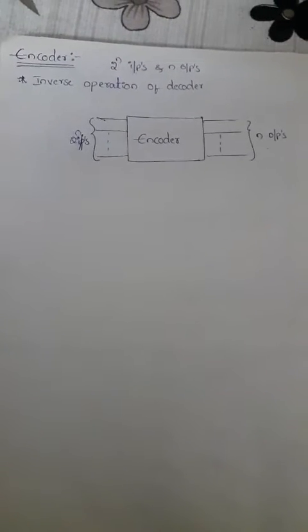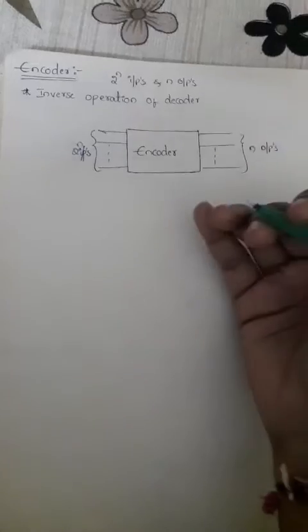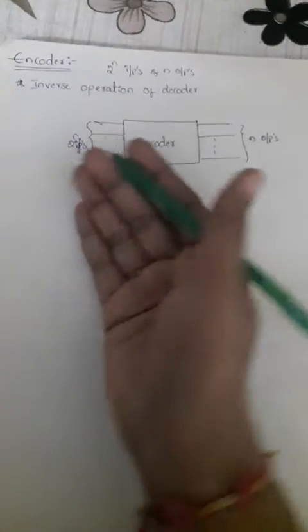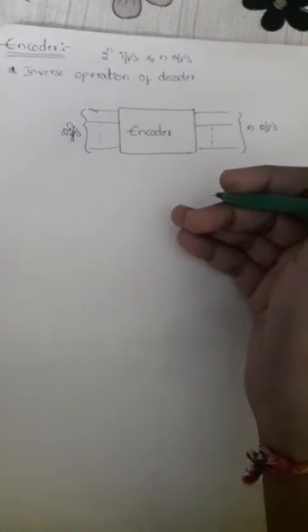But in the encoder circuit, depending on the input action we get the output. Now we will discuss how to design this encoder circuit and how to make the truth table. We will see all those things for the encoder circuit.